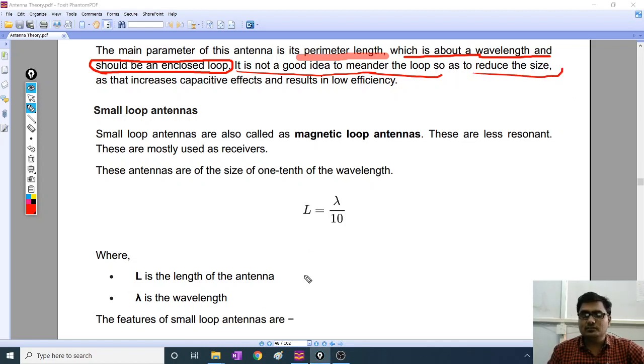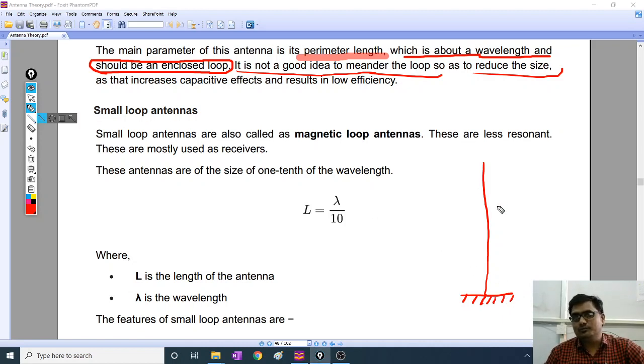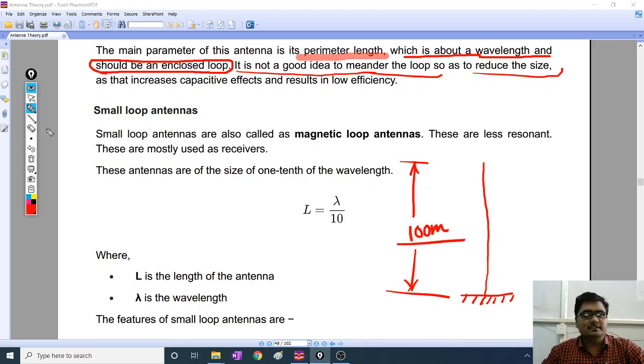It means, for example, if this is a monopole and I want to reduce the size of that monopole. Size means this size. Look at the length. If I'm using this antenna at my home, for example, if the antenna is 100 meters, then obviously my roof height should be greater than 100 meters. Then what I will do is reduce the size.